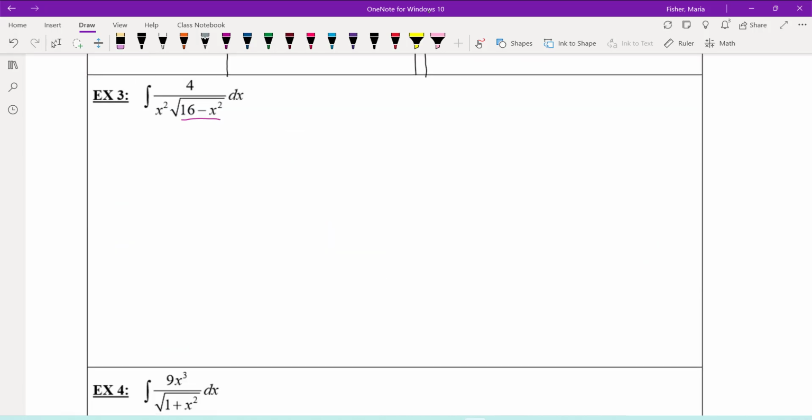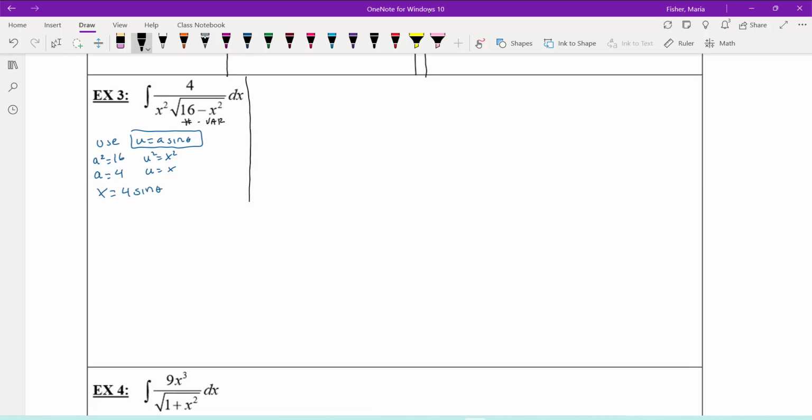What about number 3? The first thing you have to do is identify your substitution. I am looking at a number minus a variable. Since it's a number minus a variable, I know that I need to use u equals a sine theta. In this case, my a squared is 16, so my a is going to equal 4. My u squared is x squared, so my u is going to equal x. That means the substitution I'm using is x equals 4 times the sine of theta.